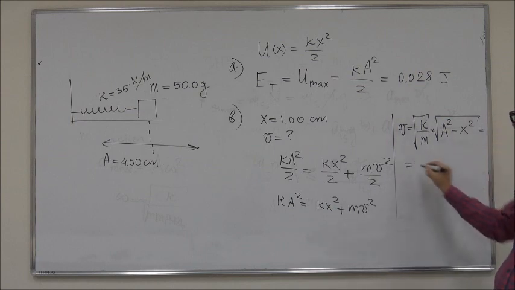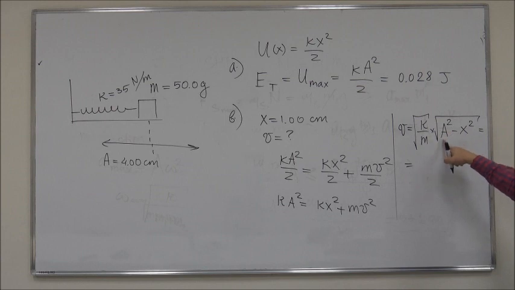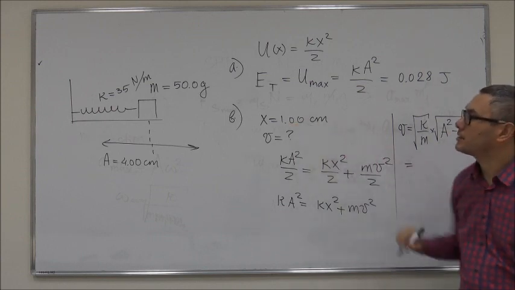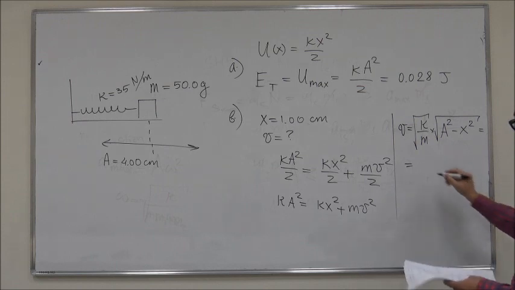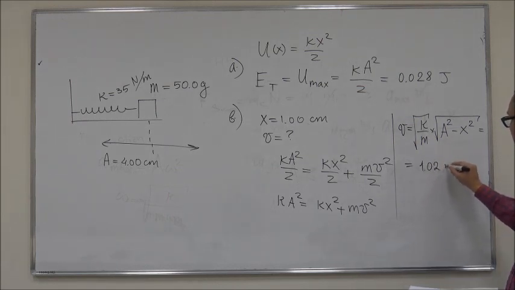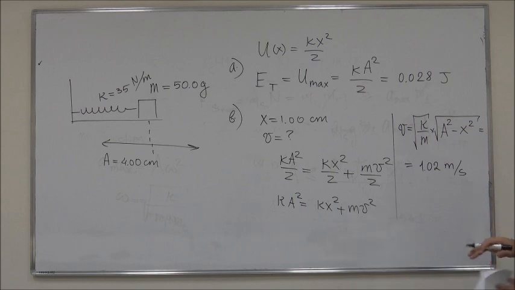So we can calculate that. We know k, m, a, and the value of x, it's 1 centimeter. So if you substitute for the numbers, you get 1.02 meters per second for the velocity when x is equal to 1 centimeter.